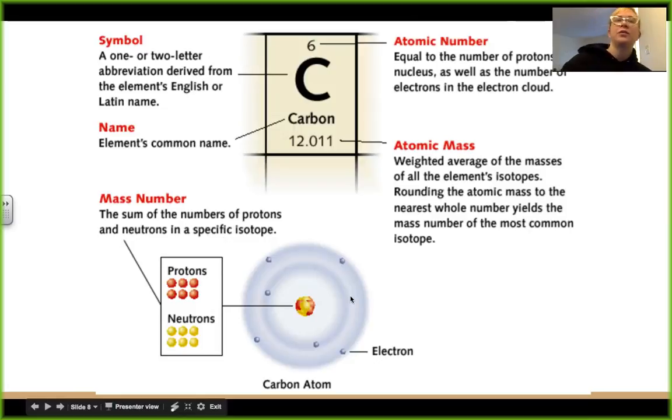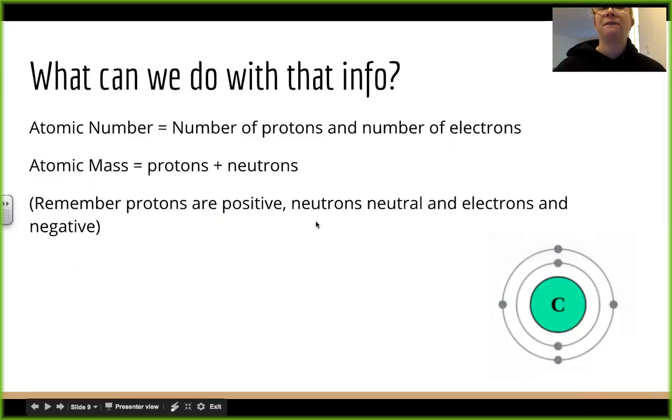So an important thing about this is that the atomic number is always going to be equal to the number of protons and the number of electrons. So carbon has an atomic number of 6. That means carbon has 6 protons and 6 electrons when it's a neutral atom, which carbon is pretty much always. It's rare that you see a charged carbon atom. It happens, but it's super rare.